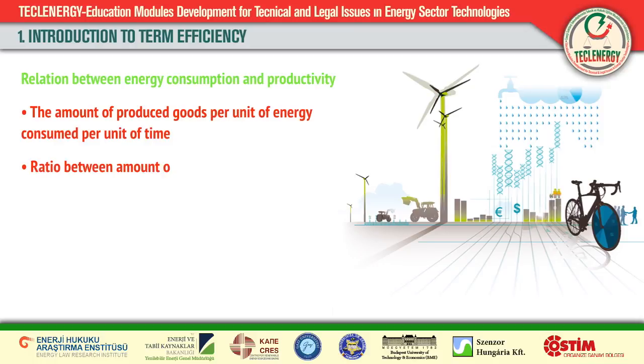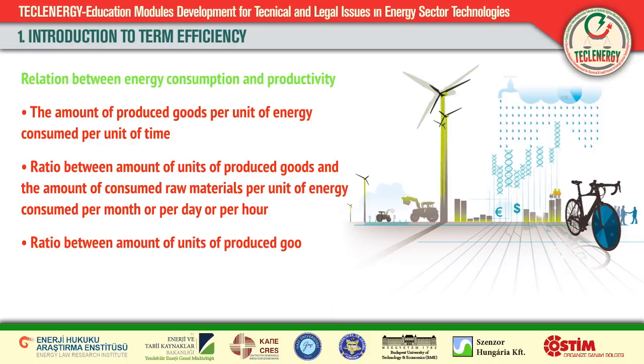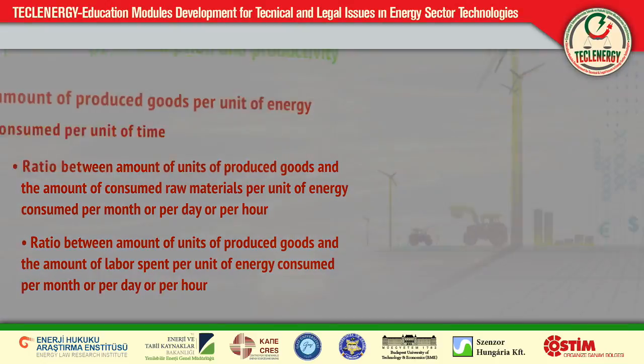Ratio between the amount of units of produced goods and the amount of consumed raw materials per unit of energy consumed per month or per day or per hour. Ratio between the amount of units of produced goods and the amount of labor spent per unit of energy consumed per month or per day or per hour.